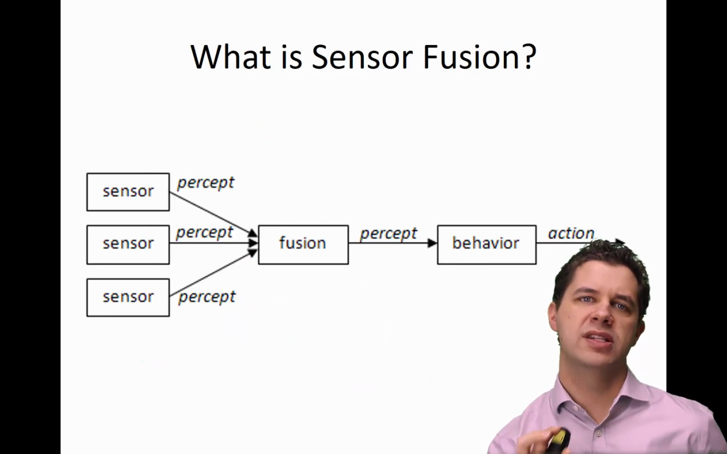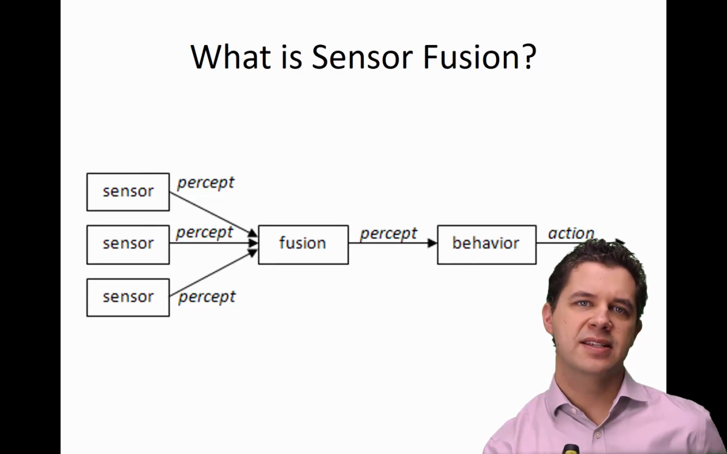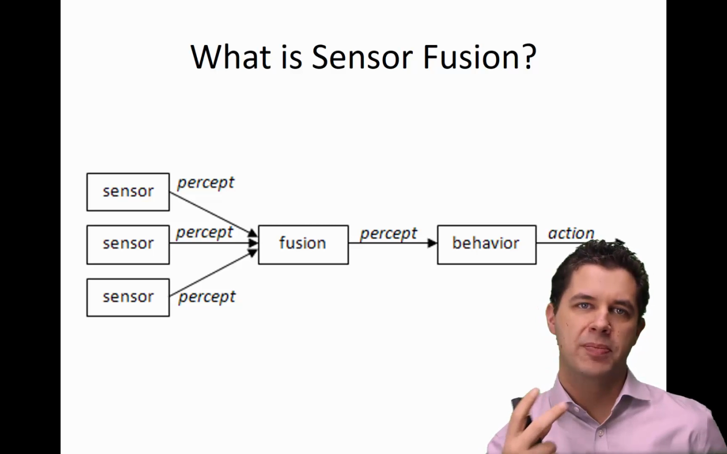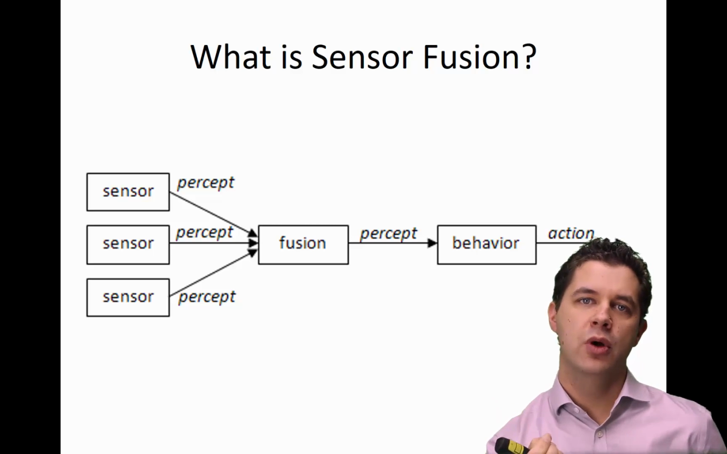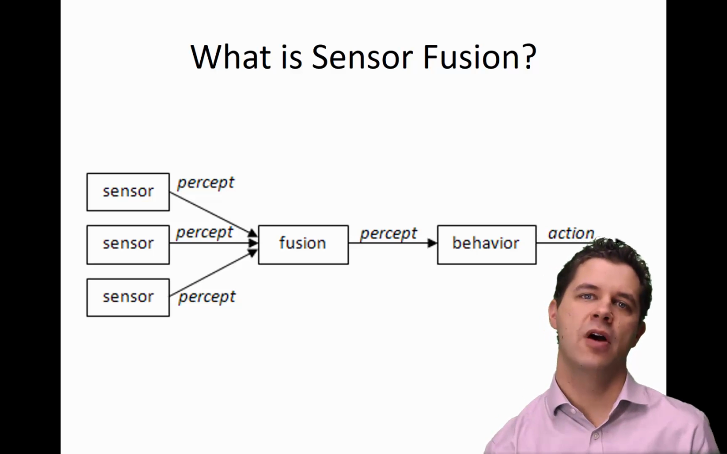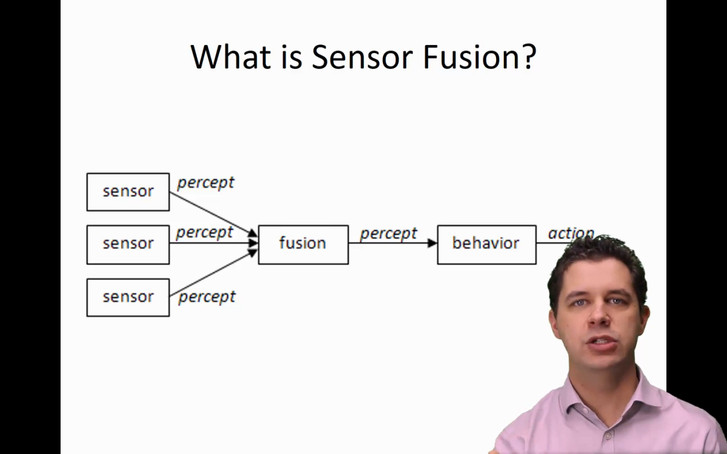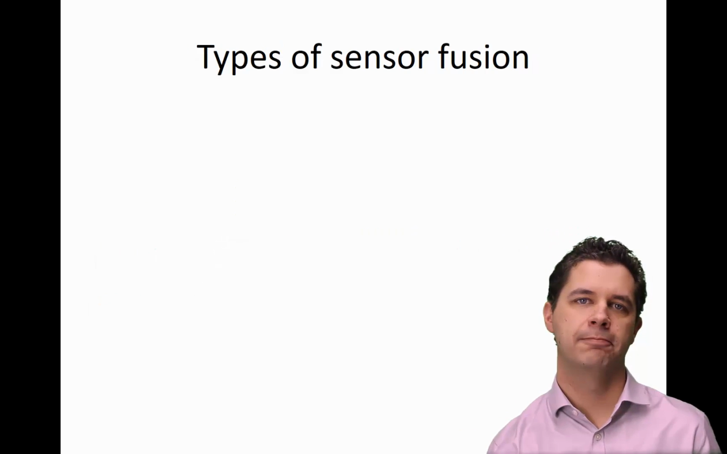So when we're talking about the concept of sensor fusion, we've got a number of sensors, and we have some sort of a perception from each of those sensors. We feed that into some sort of a fusion module, and we have a fused perception of the world, a fused perception of the environment. And then we can have some sort of behavior or decisions made and action that results from that.